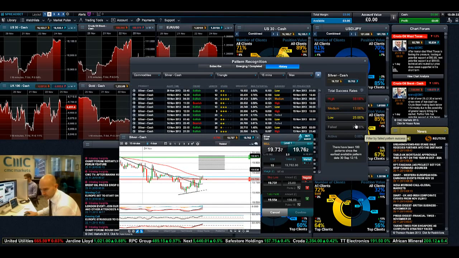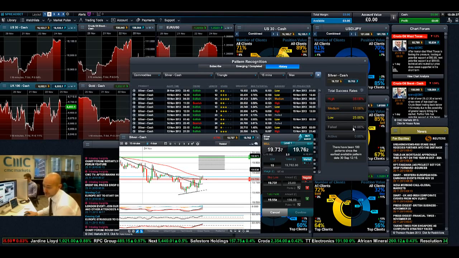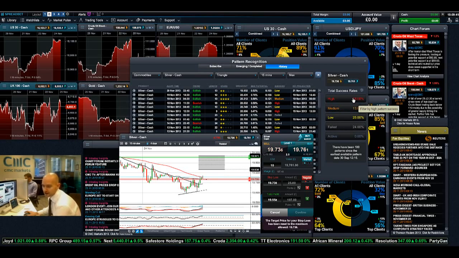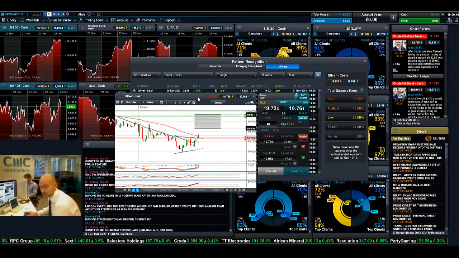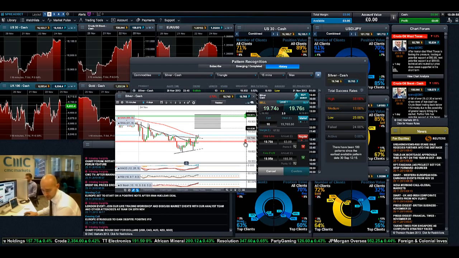Typically I like to look for a big ratio between failed and high. In this instance, it's okay, but if that was about 15% and that was a little bit higher, that would be a stronger ratio to look at. But in this instance, if I had done my other research and I had a good story and a trading plan, because I would never trade purely on the back of pattern recognition. It just gives you a bit of an idea of what to expect. It can be quite useful for working out good risk-reward ratios as well.